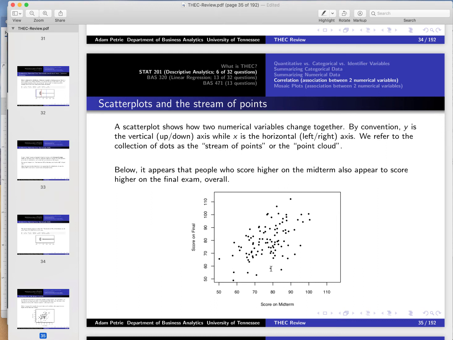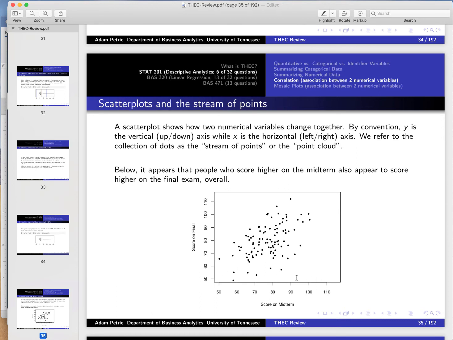Each point would represent an individual in the data, and each point is representing a pair of values, their score on the midterm and their score on the final. This one right here looks like they scored right at about 80 on the midterm, and a little bit less, about a 60 or so, on the final exam. So we have some conventions for what we call both of these different variables. We say the y variable in our relationship is what appears on the vertical axis. The x variable is what appears on the horizontal axis.